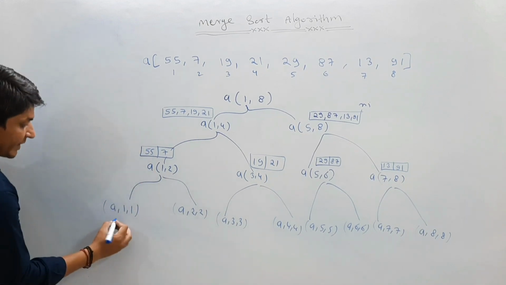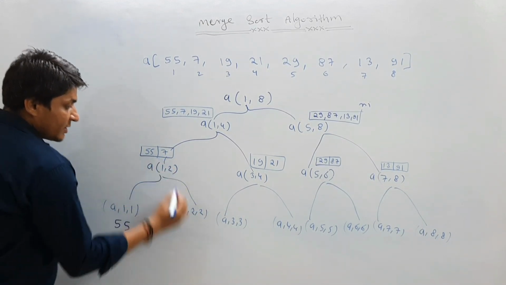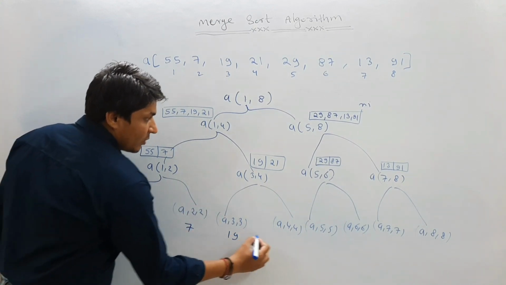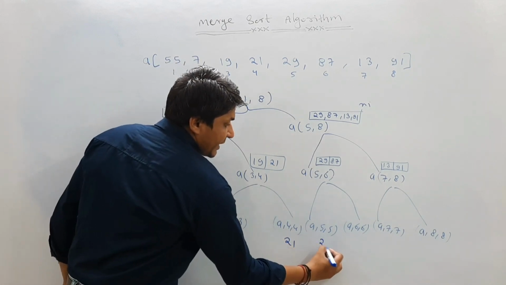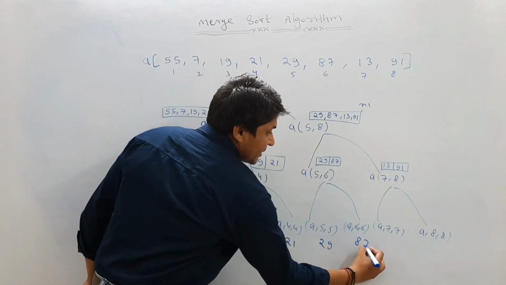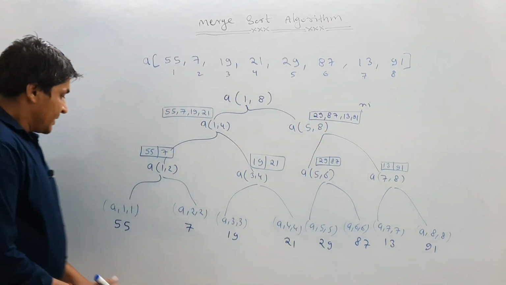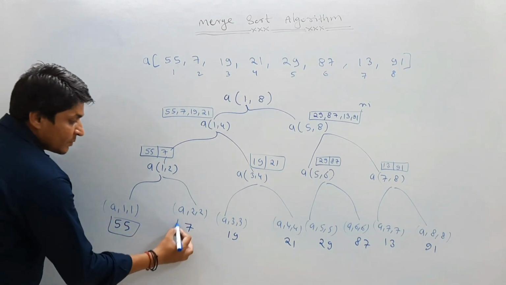Now a11 means what? 55. Correct? 55. Now a22 means what? 7. A33 means what? 19. Now A44 means what? 21. This is what? 29, 87, then it is 13, and it is 91. Now if you see, so this is what? One sorted subarray, and this is what?